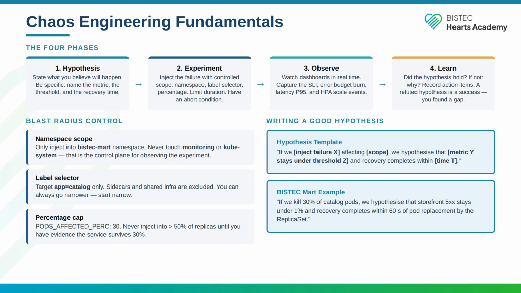The most valuable outcome of a chaos experiment is a refuted hypothesis. If everything always works as expected, you're either not running hard enough experiments or your system is genuinely excellent. Either way, learn from the refutation.